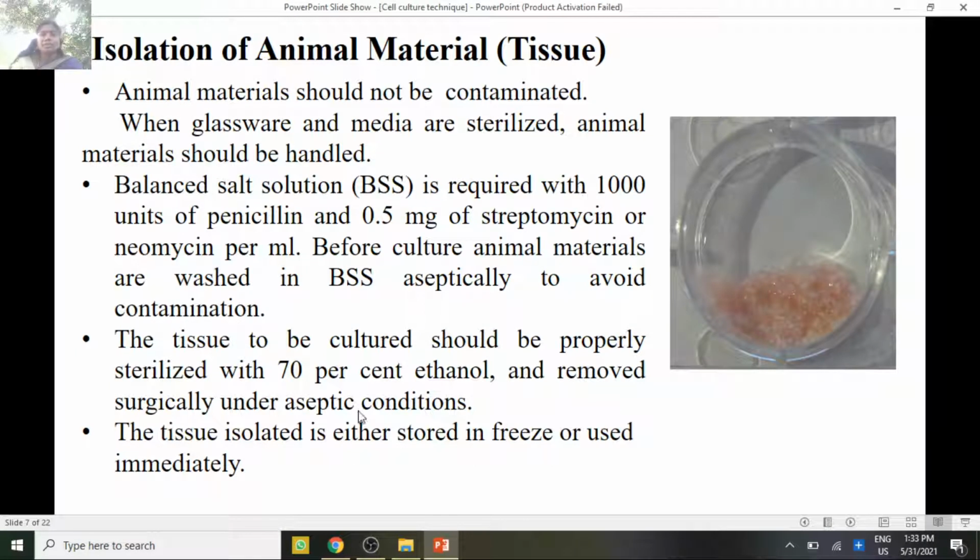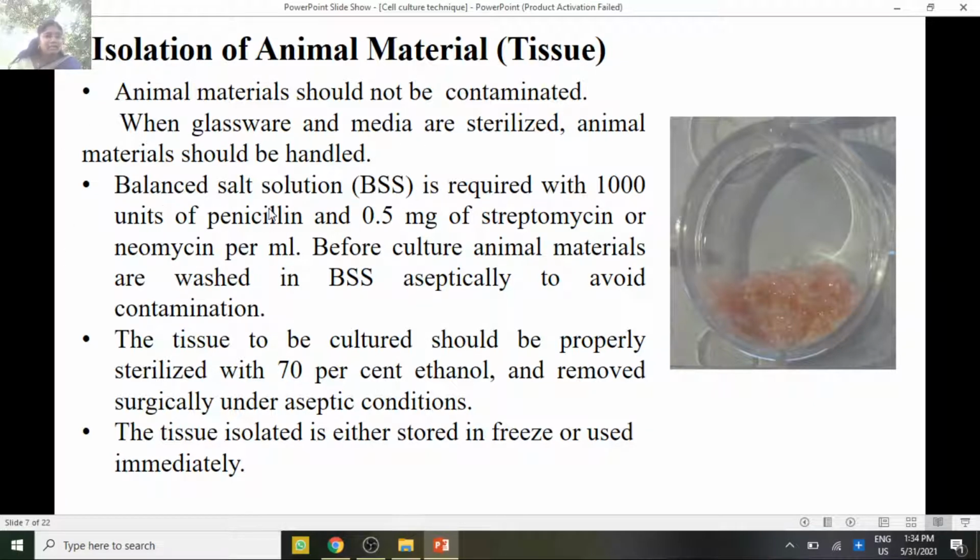The first step, as I told you, is the isolation of animal material or animal tissue. Animal material should not be contaminated. It should be isolated in sterile conditions. When glass vase and media are sterilized, animal material should be handled. In the previous video I told you about how to sterilize the glass vase.